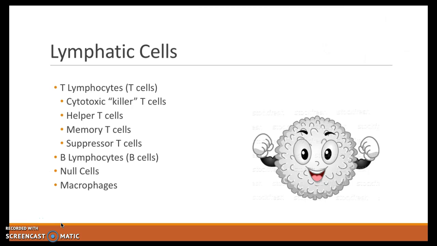Next, you have your B lymphocytes, also known as B cells, which respond to a specific antigen and cause the production of antibodies. Then you have null cells that are large granular lymphocytes, or natural killer cells, and your macrophages, which ingest and destroy tissue, debris, bacteria, and other foreign matter, which this process is known as phagocytosis.